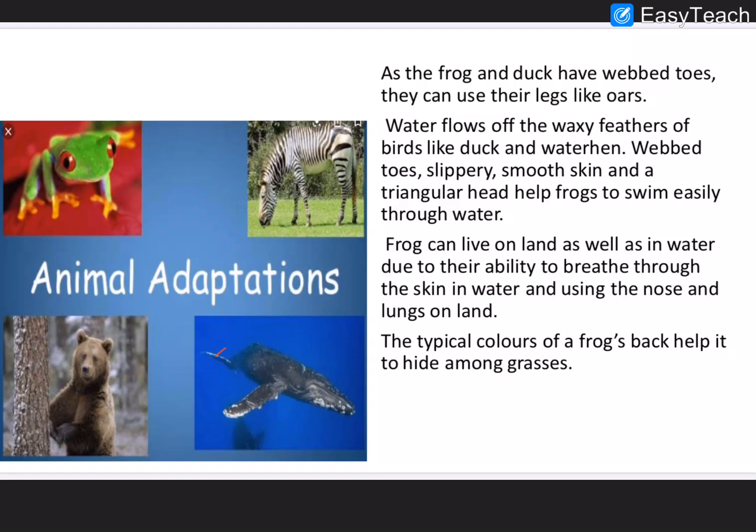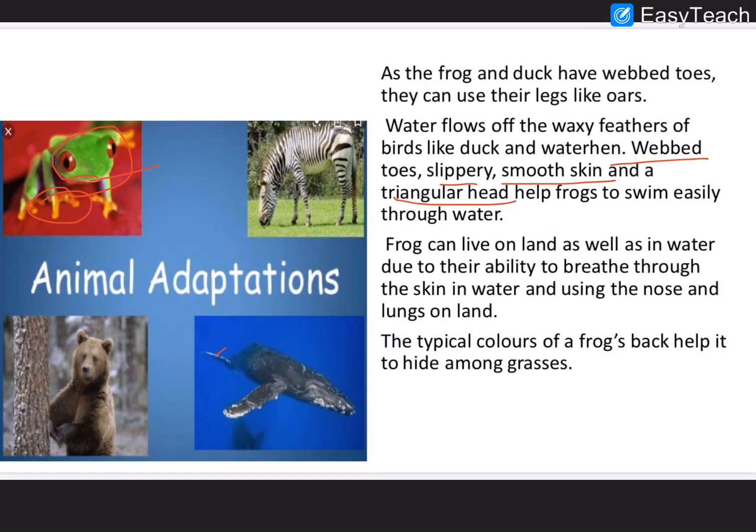So the webbed toes, slippery smooth skin and triangular head help frogs to swim easily through water. So how do frogs swim in water? Frogs swim using their slippery and smooth skin and webbed toes. You can see webbed toes and a triangular head. You can see the shape of the head of a frog. So the triangular head helps the frog to swim easily in water.